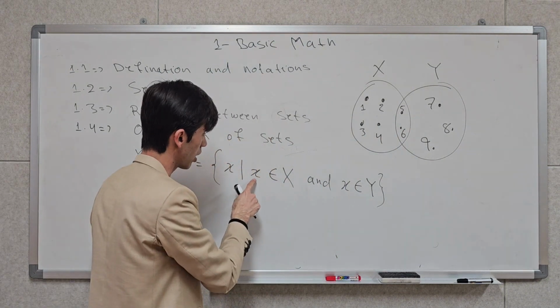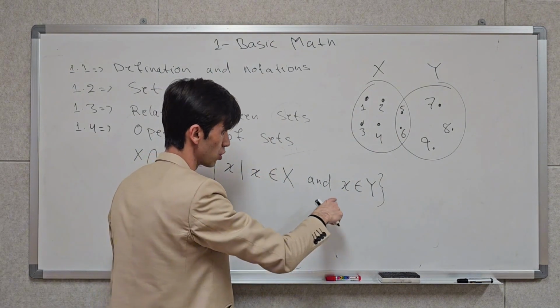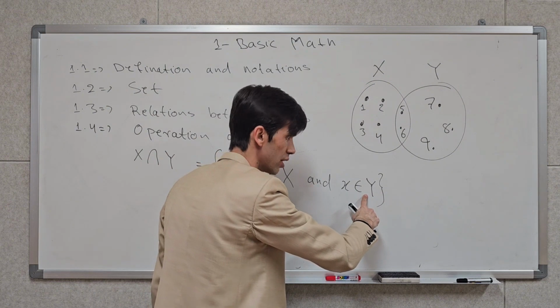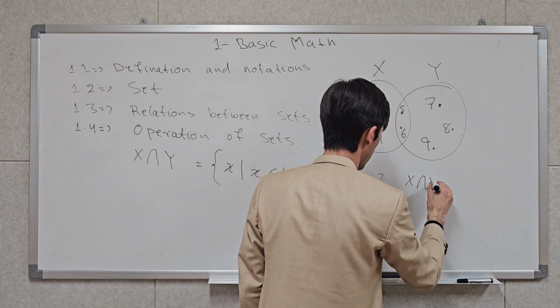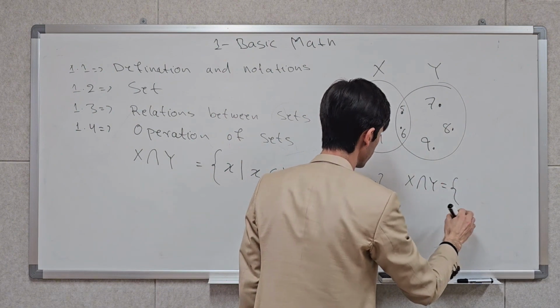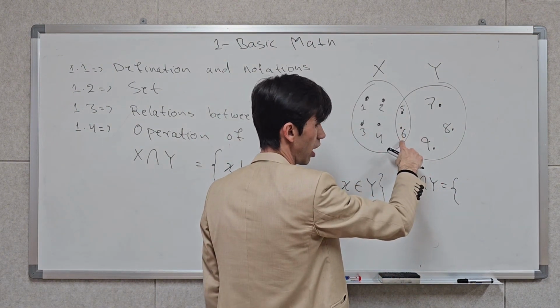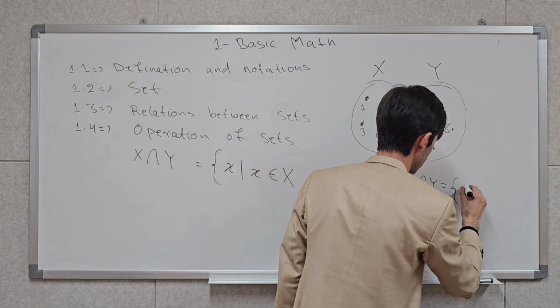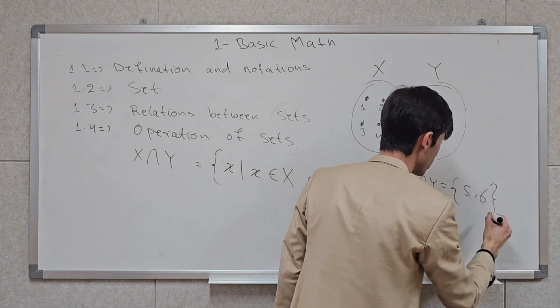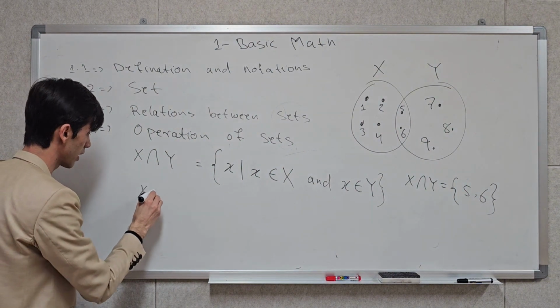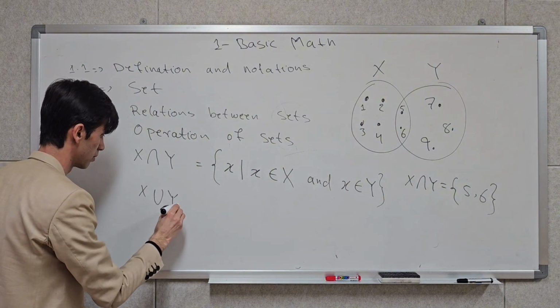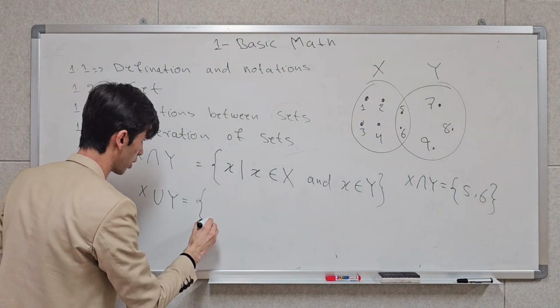All the x that we have in X, and also those x that we have at the same time in Y. So the intersection of X and Y is a set of which numbers? 5 and 6 that we have at the same time in both sets. This is the intersection of the sets. This one is the union of the sets. And we can write it this way.